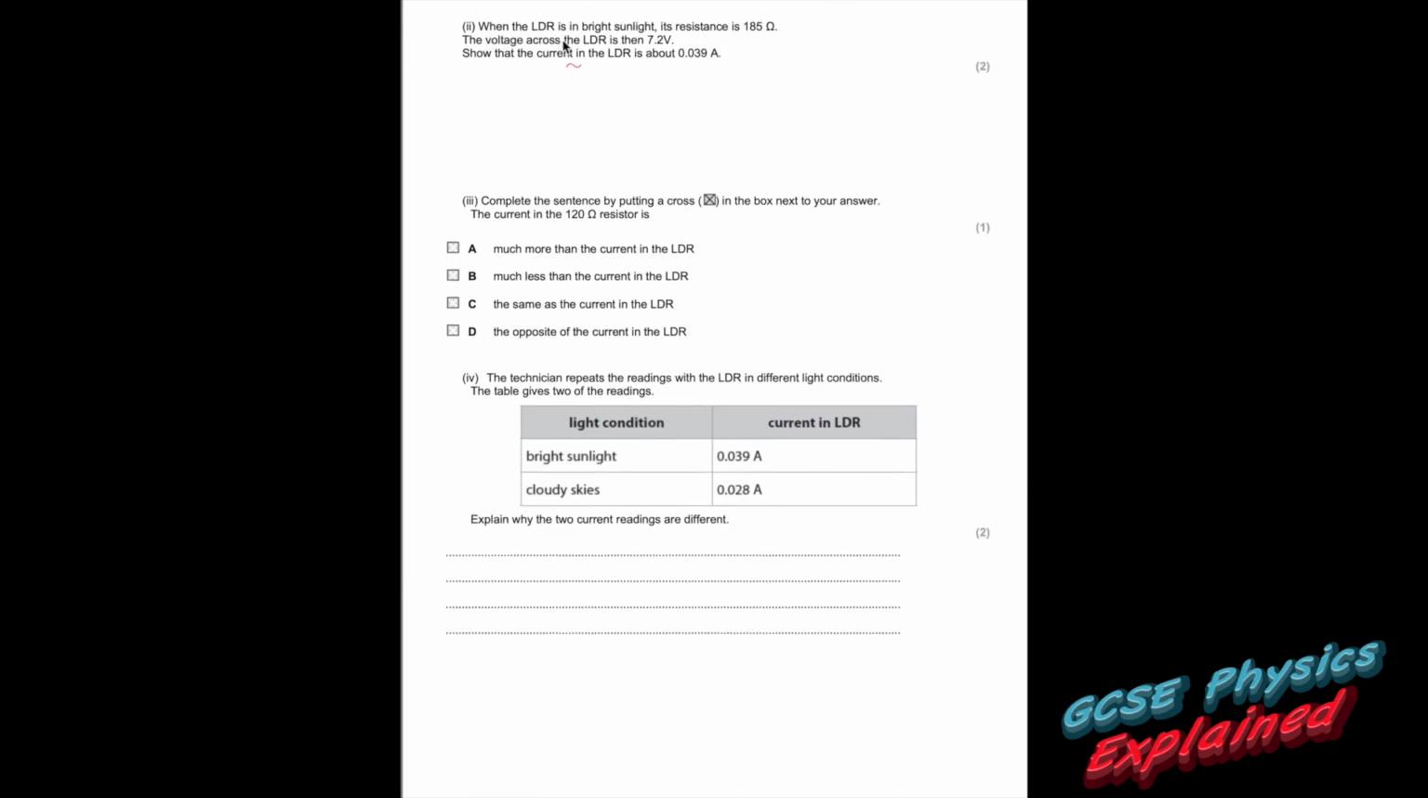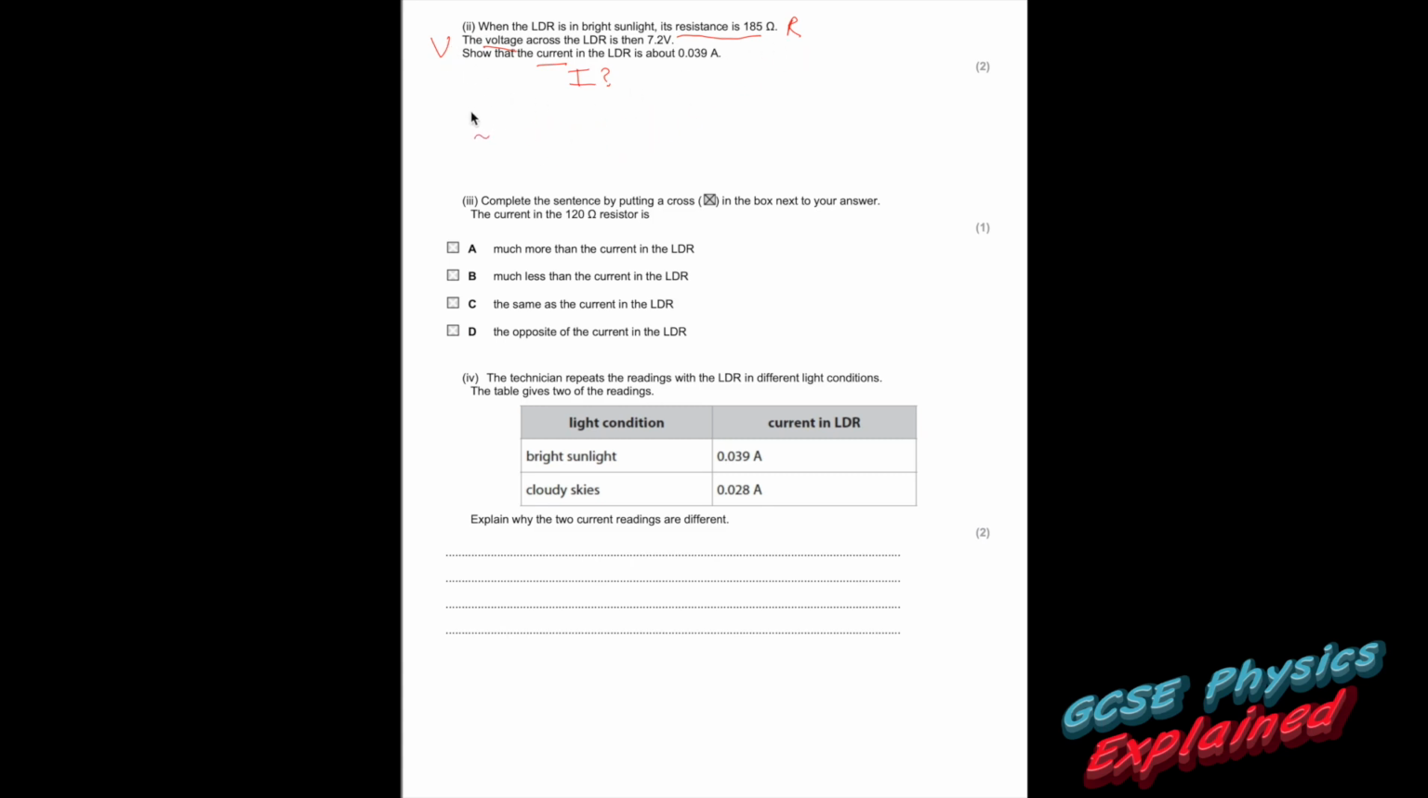Part 2. When the LDR is in bright sunlight, its resistance is 185 ohms. The voltage across the LDR is then 7.2 volts. Show that the current in the LDR is about 0.039 amps. So once again, what do we know? We know the resistance R is 185. We have got voltage V, 7.2, and it's asking us to work out the current to show that it's about 0.039. Do we know an equation that links V, I and R?